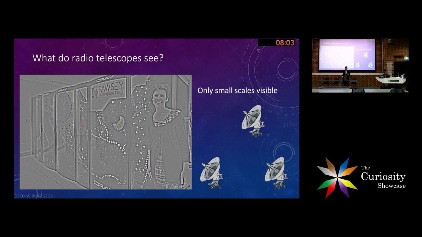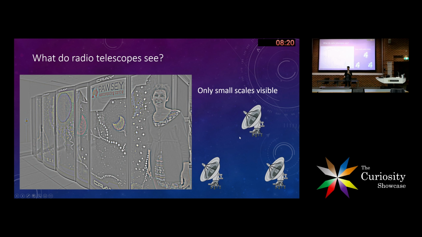You can't actually retain the total power. So anyone who's done a bit of math will know that this is all Fourier scales. So we're picking up the smallest Fourier scales. And in order to get back to an actual image, we have to do a Fourier transform.